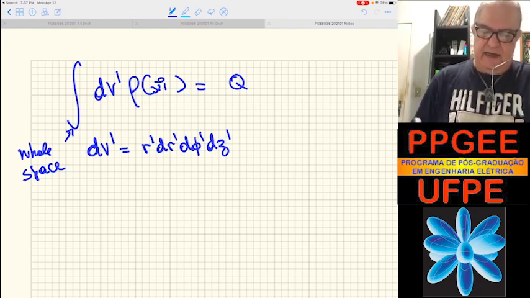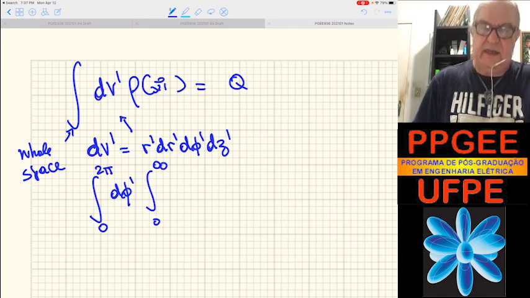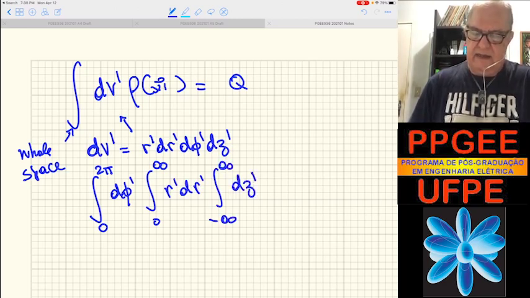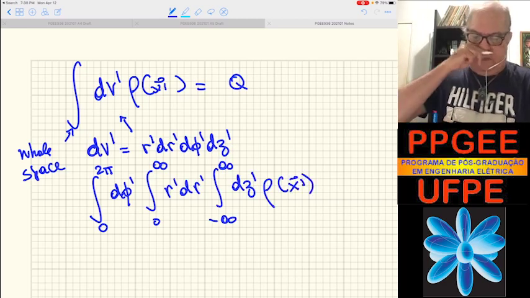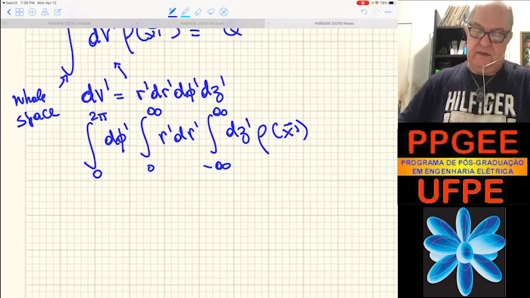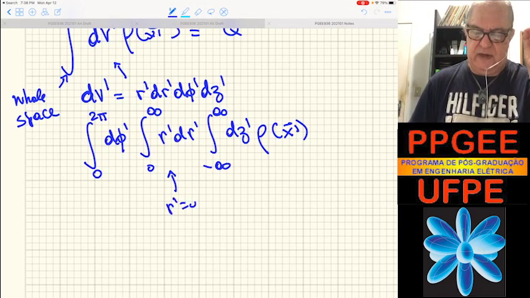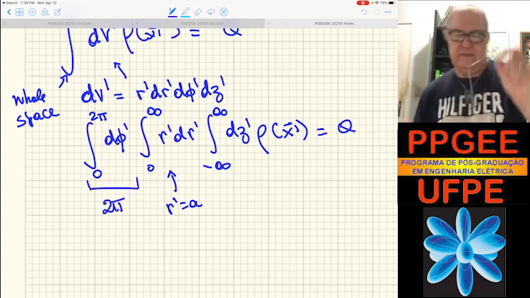So if we do that, if we do the triple integral, let's do it here, from 0 to 2 pi d phi prime, from 0 to infinity, right? r prime dr prime, from minus infinity to infinity dz prime, the density function that I have to determine, okay. Notice that the loop is located at r prime equals a, right? This is going to be Q. So this is 2 pi, okay.